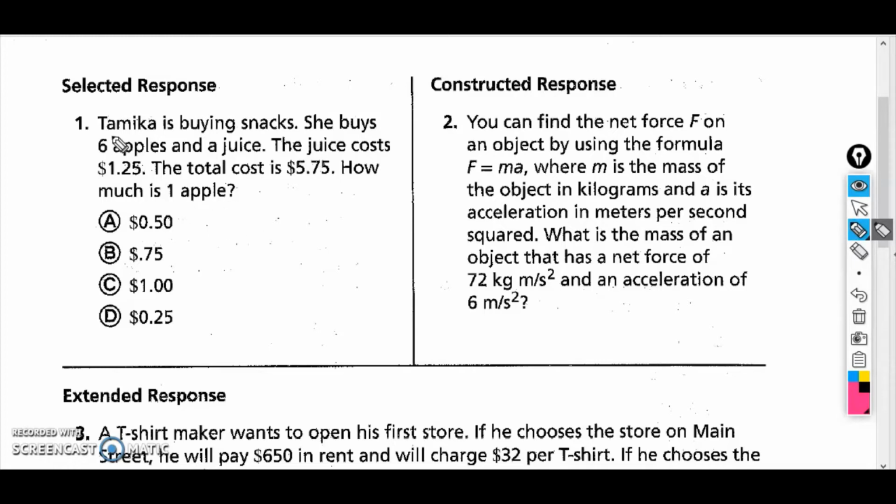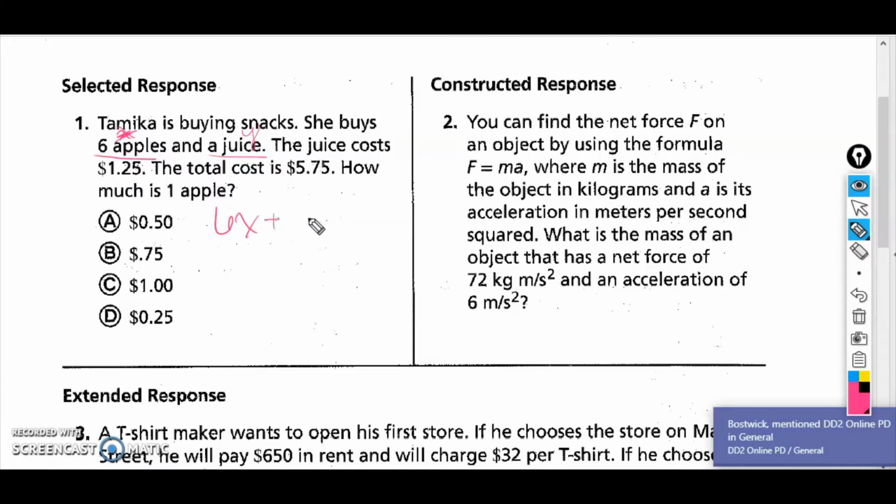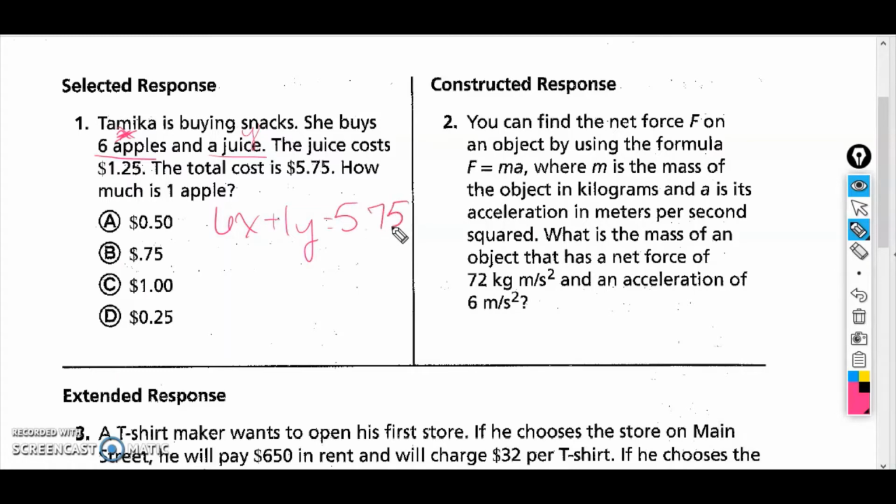So if we're looking at this, we are buying 2 different things, apples and juice. So I'm going to say the price of apples is X, and the price of juice will be Y. So that means 6X plus 1Y was $5.75. Well, it actually told us what the price of the juice is, which is $1.25. So 6x plus 1 times $1.25 equals $5.75. So 6x plus $1.25 equals 5.75.